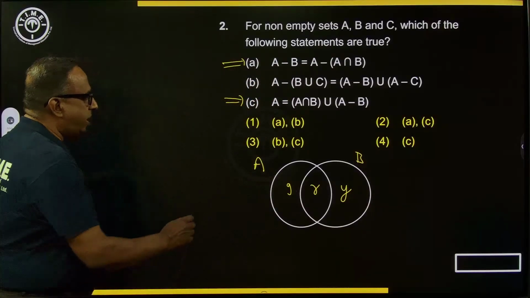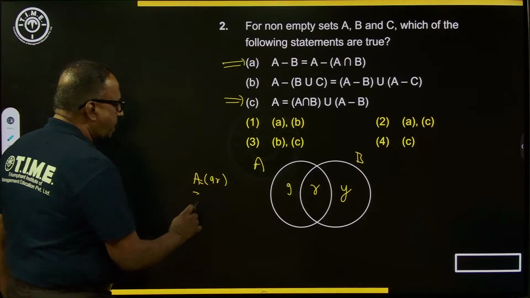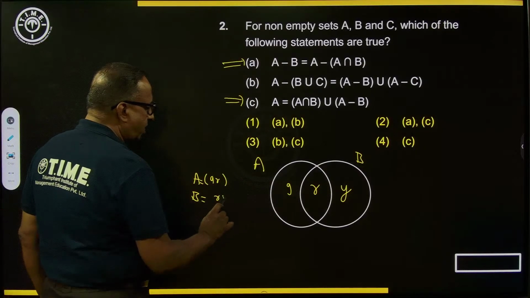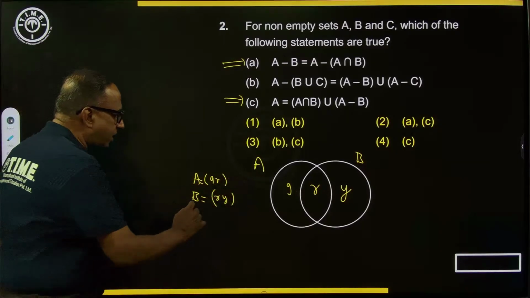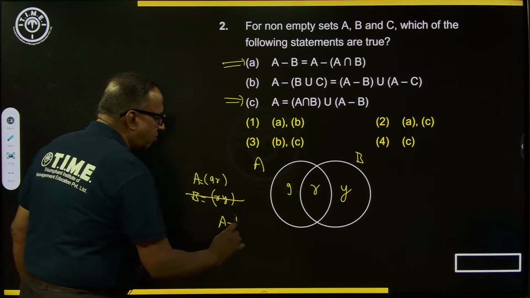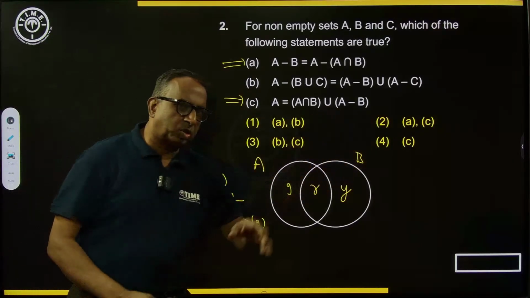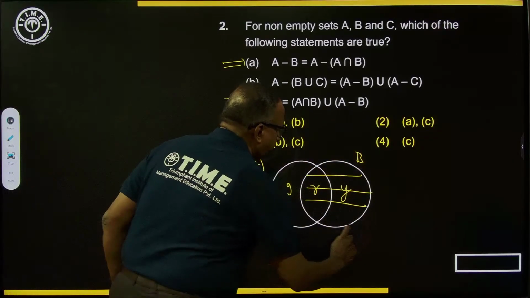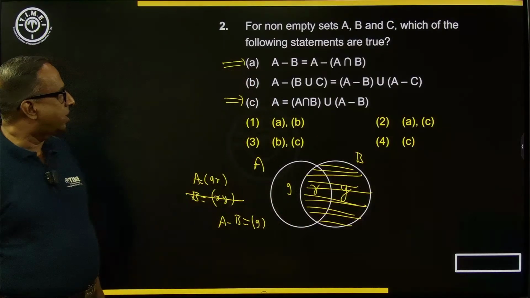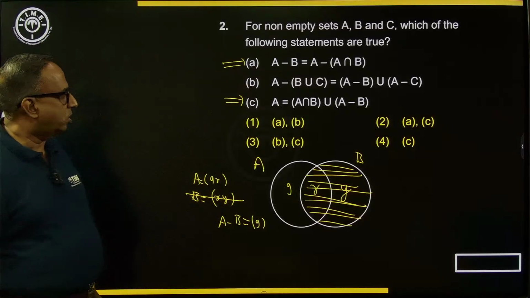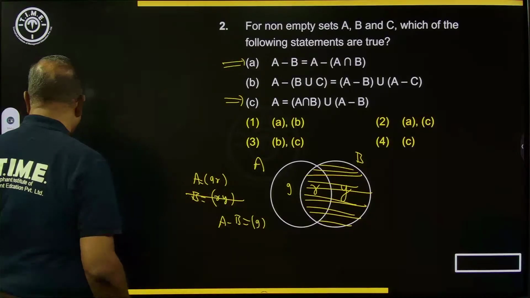What is A made of? A is made of green, red. B is made of red, yellow. So from green, red, if you are removing red, yellow, what will happen? A minus B will be made of only green. We are removing B from A. If I remove all of this, only green will be remaining. That is A minus B. Okay, clear?